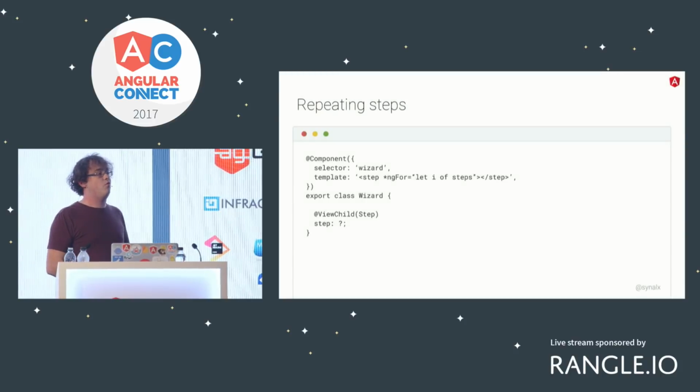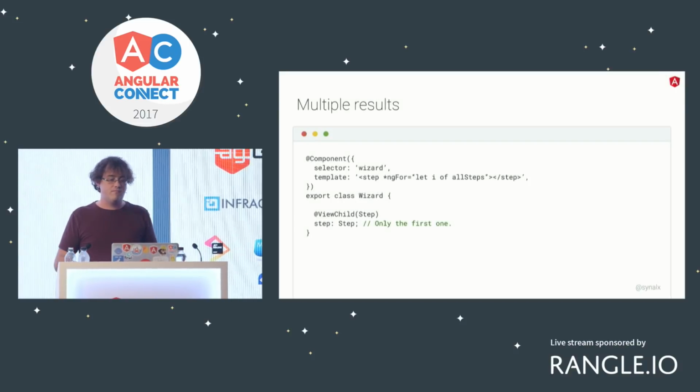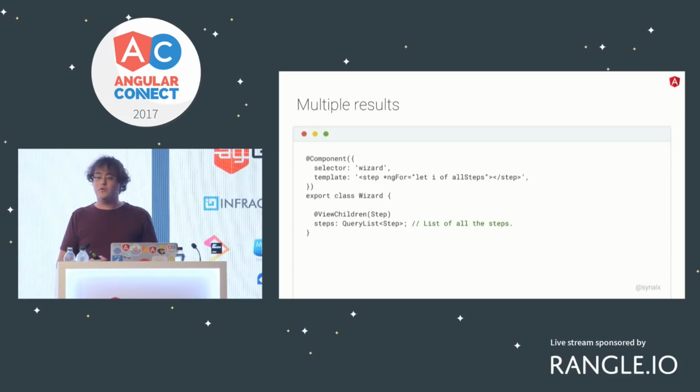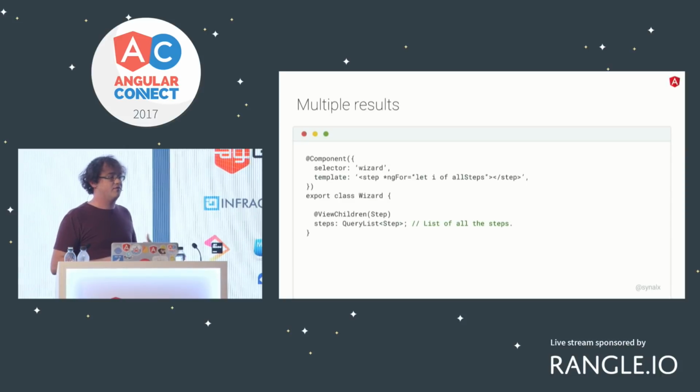But what happens if you have more than one step? For example, if our step component is repeated with an ngFor, right, what comes out of this query? Does it give us back an array? Well, unfortunately, no. It only gives us back the first element, right, the first step that gets created. If we want all of them, we have to use an annotation called viewChildren. And that queries for all of the matches to a particular query instead of a single one. And viewChildren returns this thing called a query list, right, which is kind of like an array, but has a few extra options on it.